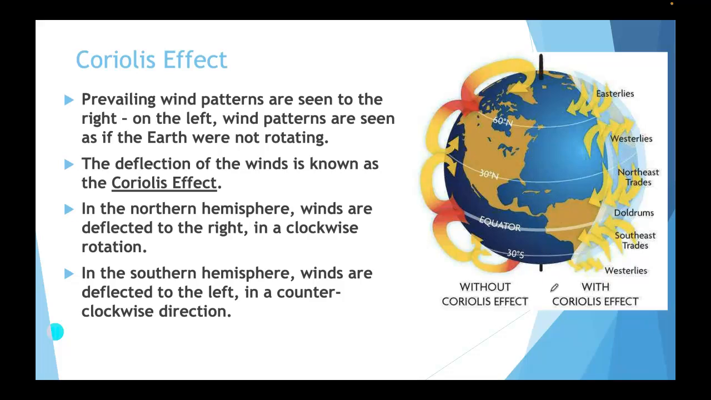of the wind. In the northern hemisphere, winds are deflected to the right in a clockwise rotation, and in the southern hemisphere, they're deflected to the left in a counterclockwise direction. So on our sheet, the Coriolis effect, number 8, is you can just write that it is the deflection of winds. And then for number 9, winds in the northern hemisphere are deflected to the right.